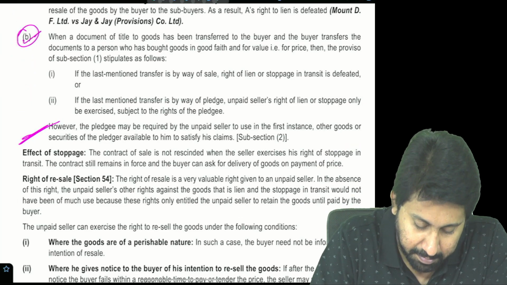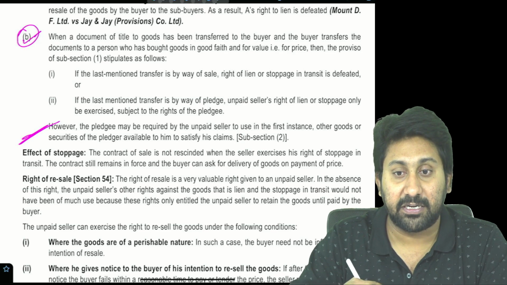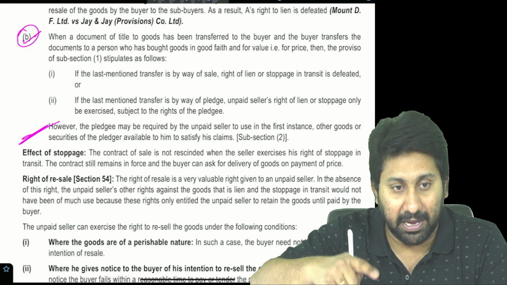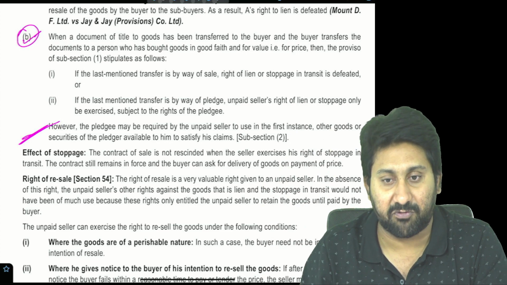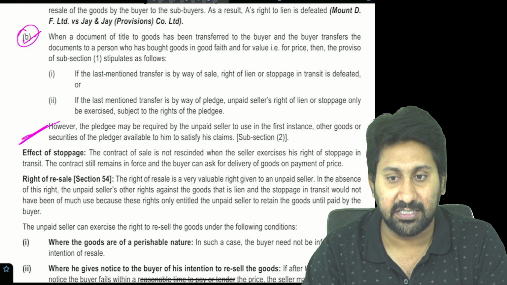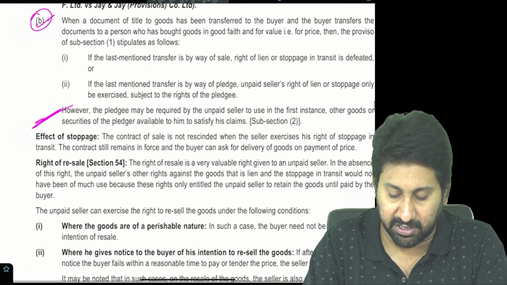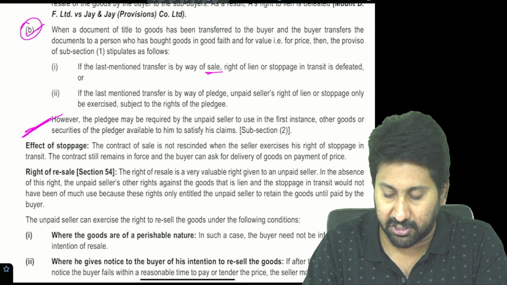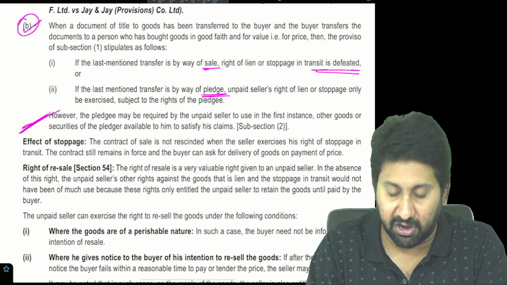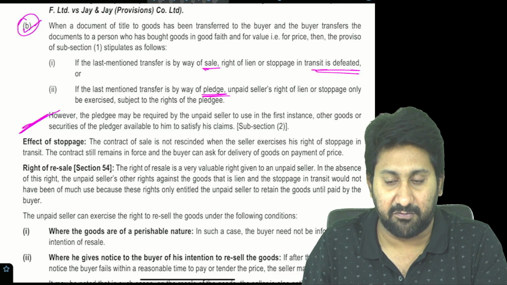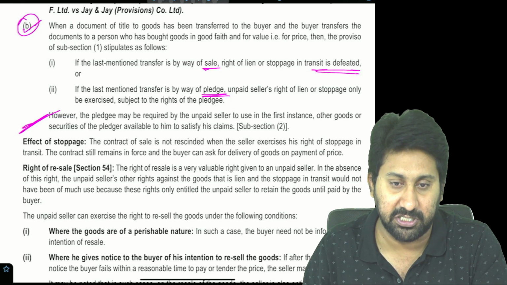important is point B. When a document of title to the goods has been transferred to the buyer, and the buyer transfers the documents to a person who has bought the goods in good faith or for value, that is a price, then the proviso of subsection 1 stipulates as follows: if the last mentioned transfer is by way of a sale, right of lien or stoppage in transit is defeated, or if the last mentioned transfer is by way of a pledge, unpaid seller's right of lien or stoppage can only be exercised subject to the rights of the pledgee.